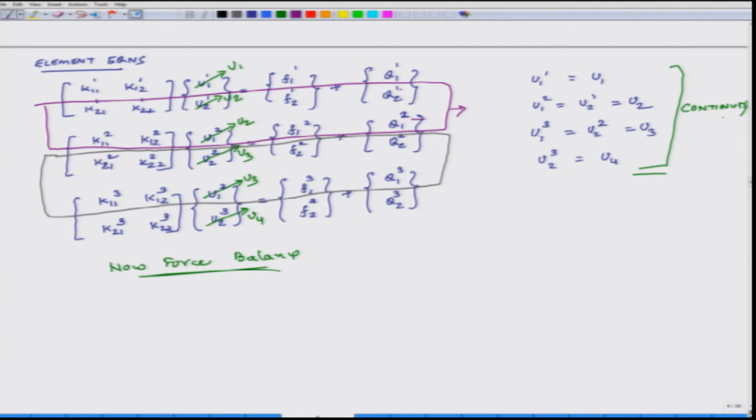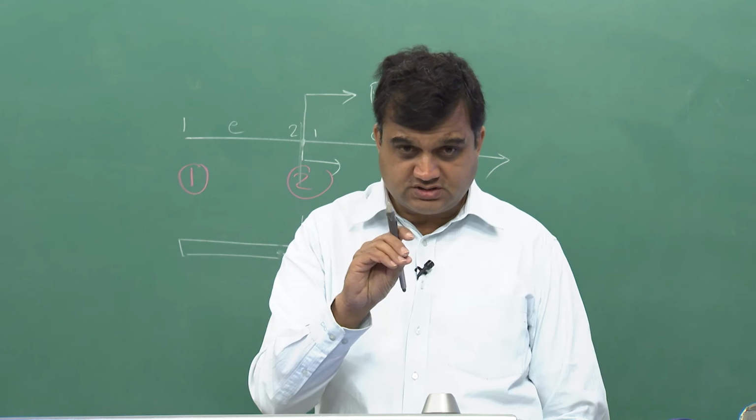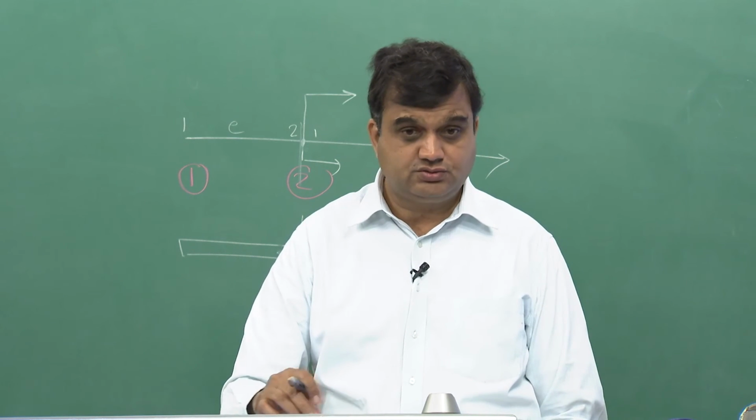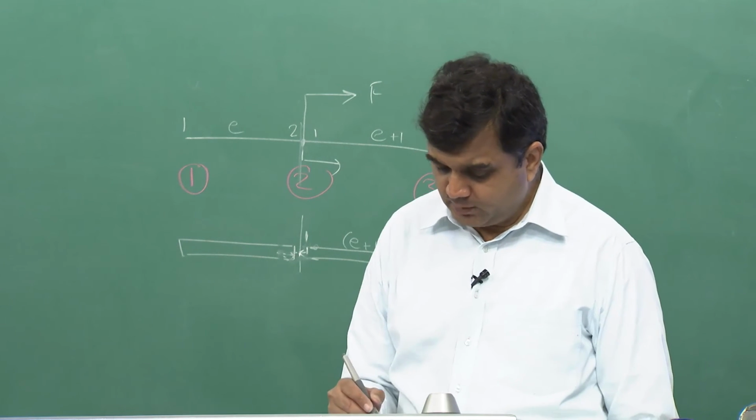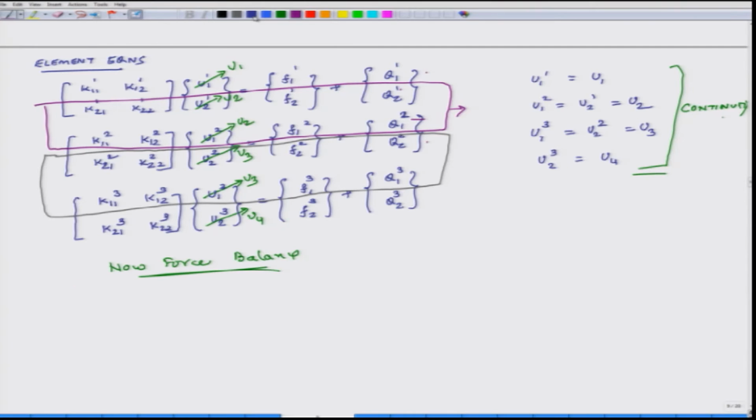Ultimately, how many equations will we end up with? Right now we have 1, 2, 3, 4, 5, 6 equations. How many degrees of freedom do we have right now? 1, 2, 3 and 4. We have 4 degrees of freedom, so we have to reduce 2 equations. These 2 are being reduced by adding these 2 equations together. So, when I do the assembly, it looks something like this.